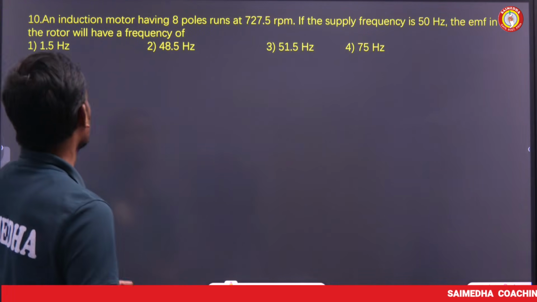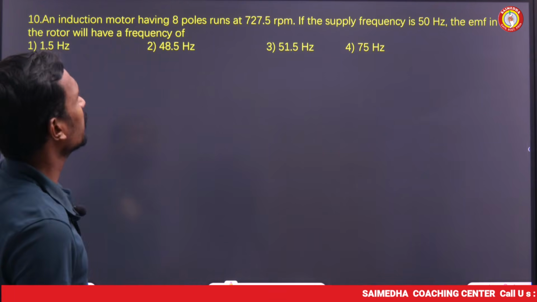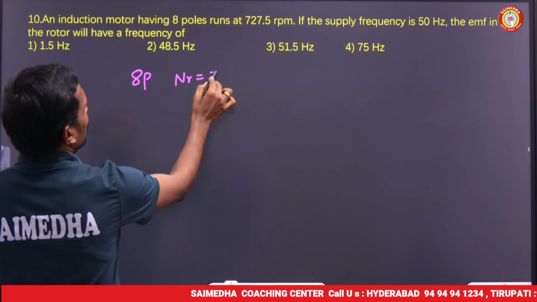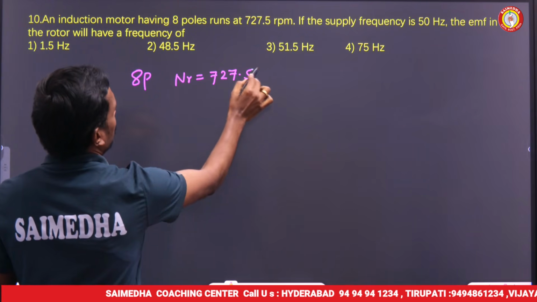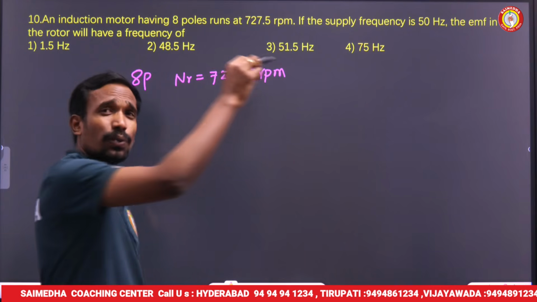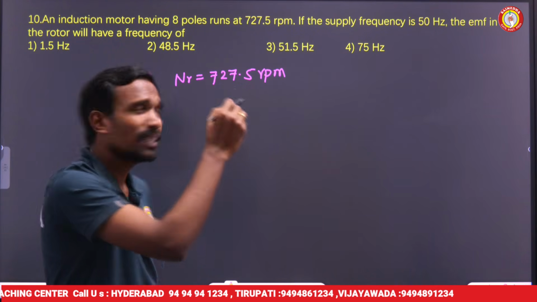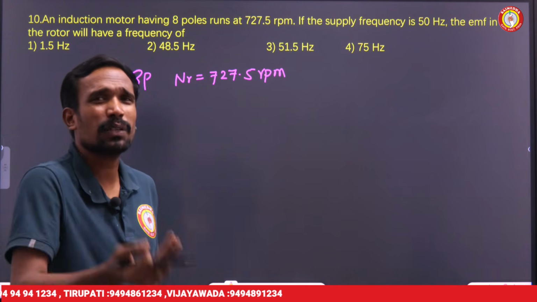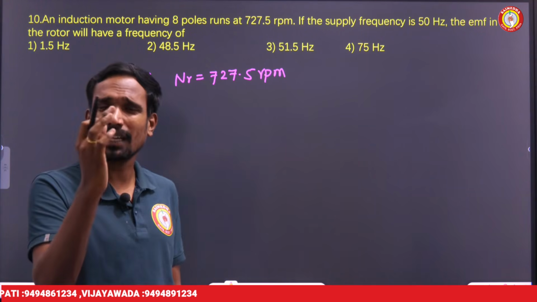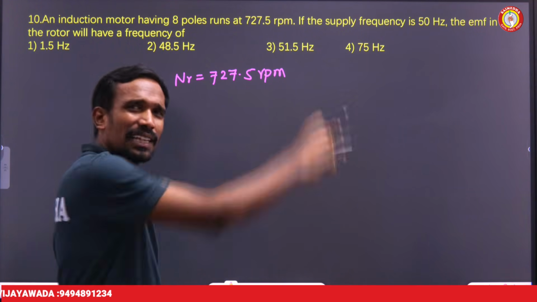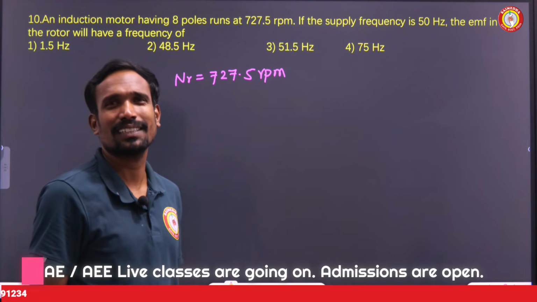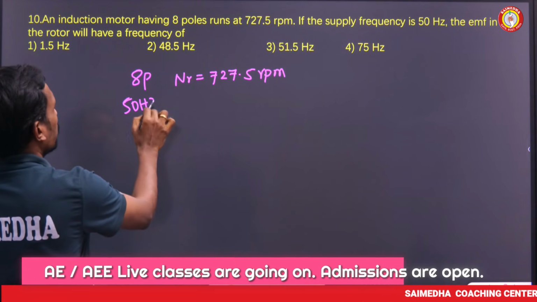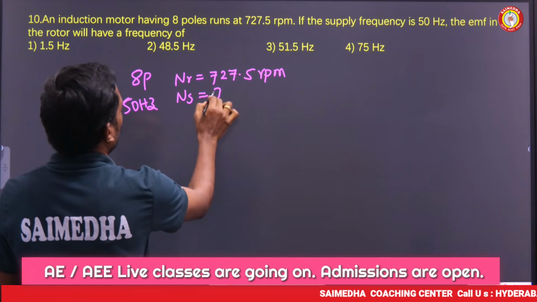Okay, guys. Next question. An induction motor having 8 poles, rotating at 727.5 RPM. Just to identify these numbers, I have given a table, so that when you suddenly sit in the exam and see this number, you don't get confused. For 8-pole I have given a table already. Yes or no, guys? Its supply frequency is 50 Hz, so the synchronous speed is 750 ultimately.